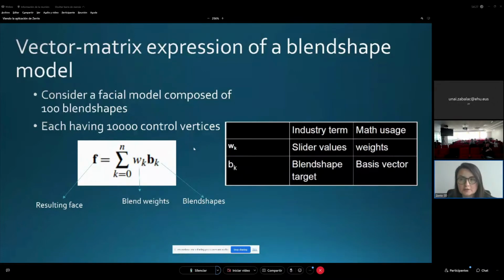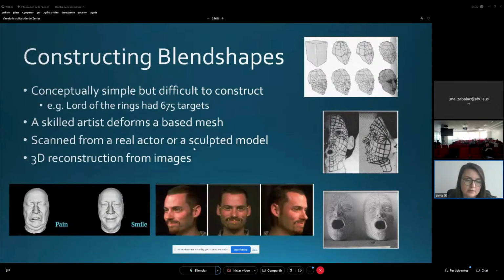So how can you construct a blend shape? As I said, a blend shape is one configuration of the face. You can capture it from, for example, video images. You can do 3D reconstruction, or you can scan a real actor. You can get a point cloud and register it to a mesh-based target head. If you look at, for example, the Lord of the Rings, it has around 675 targets, and that was many years ago already. And you can find really very complex facial animation models.